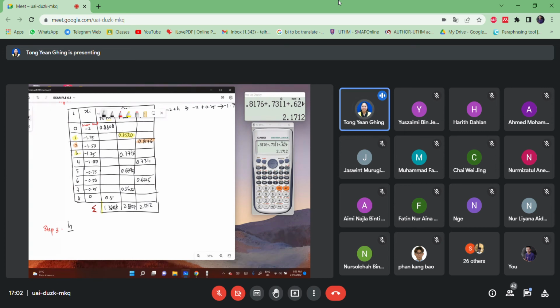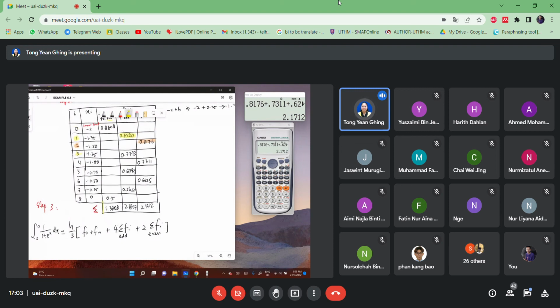The formula H, this one, F0 plus Fn plus with 4 summation of Fi. This one is odd. Plus with 2 summation of Fi. This one is even. Okay, this formula. So where this one? Okay, kejap. Sorry. This one patut in depan ada ni. Step 3. Here in front of this one lah. From -2 until 0, 1 plus Ex dx equal. Okay.